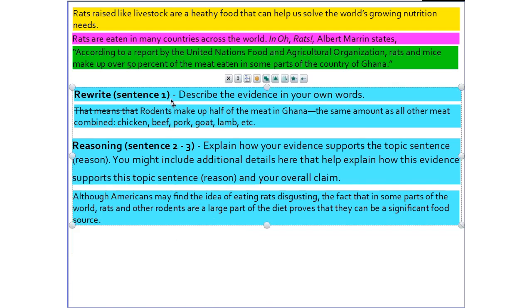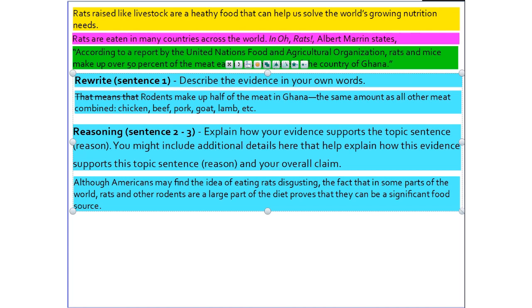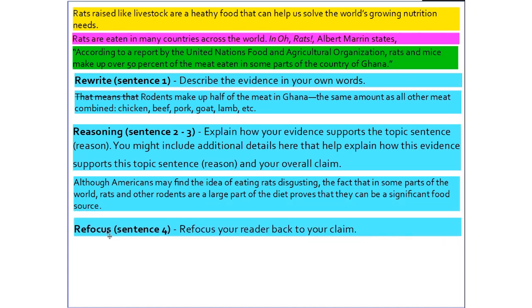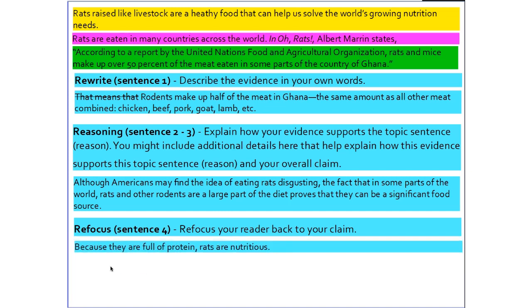All right, so now you have your rewrite, you have your reasoning. Now I'm going to refocus. So when I refocus, I want to bring my reader back to my claim. Okay, I want to make that connection really clear. So my claim talks about how it could solve growing nutritional needs. Here's my last sentence. Because they are full of protein, rats are nutritious. Really simple. Go ahead and make sure that you have each part of your explanation done, and then come back to continue writing your paragraph.